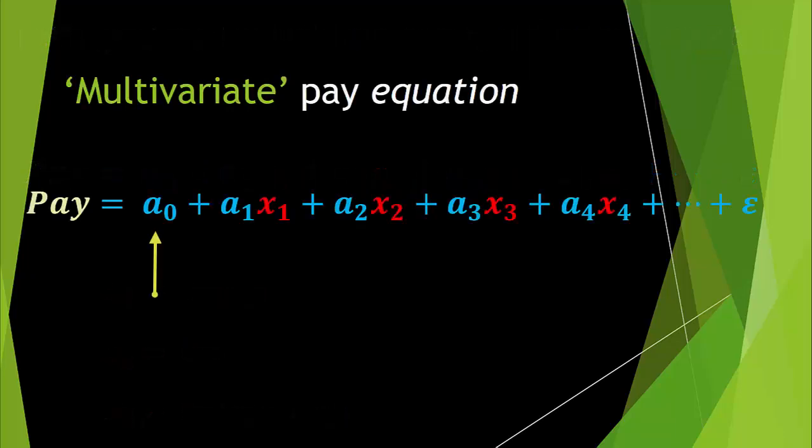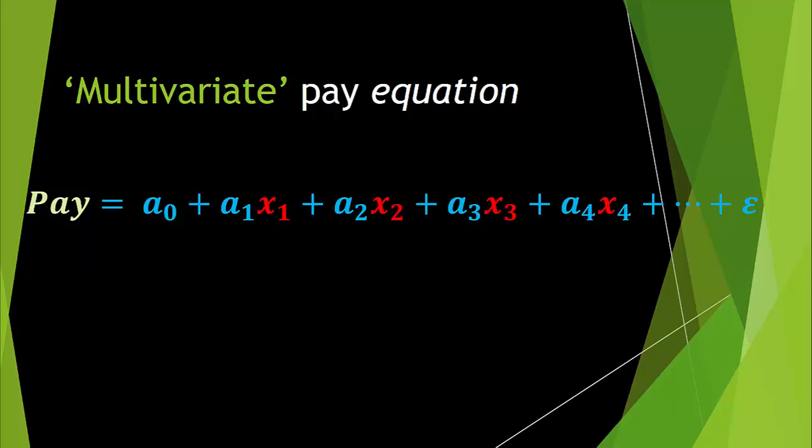The first term, a0, is a constant. It is not attached to any variable. We could think of it here as perhaps the lowest possible pay level. And the final term, epsilon, is a random term, hopefully a small value, that acknowledges that there will always be some uncertainties and fluctuations in the pay that are simply impossible to model.